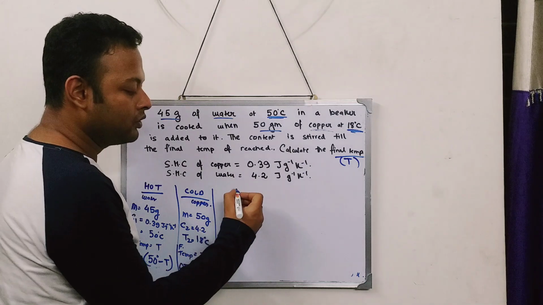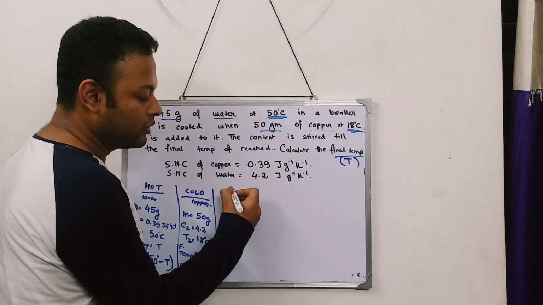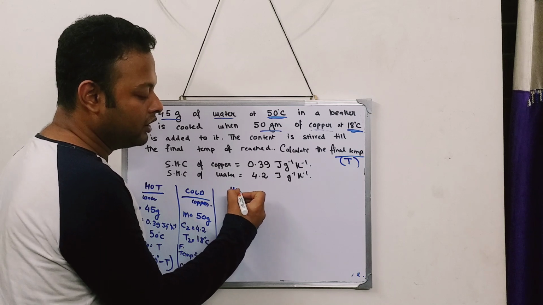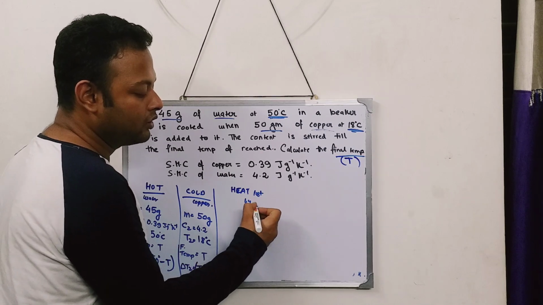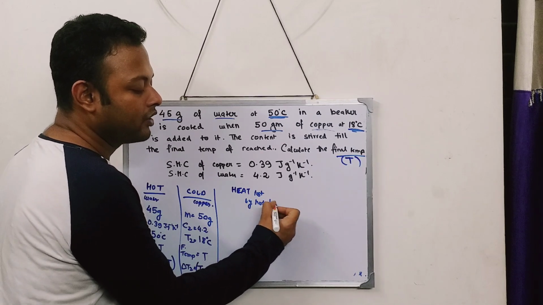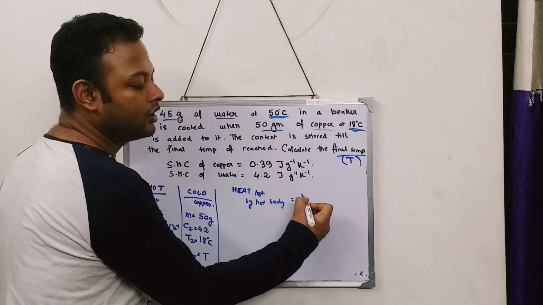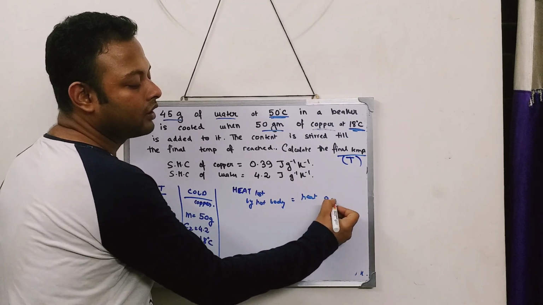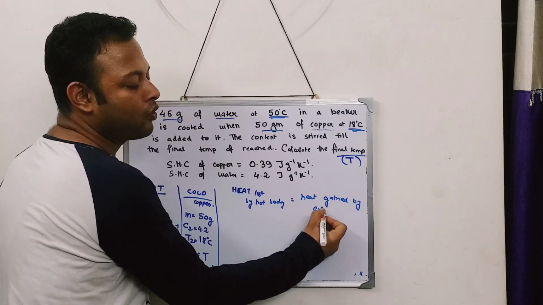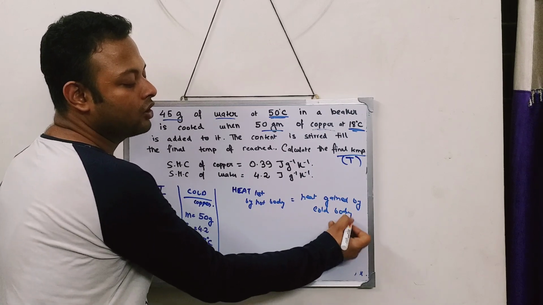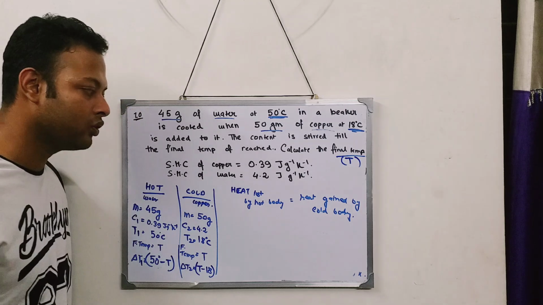Now after this, what will we do? According to the law of calorimetry, heat lost by the hot body is equal to heat gained by the cold body. So heat lost by the hot body is equal to heat gained by the cold body.